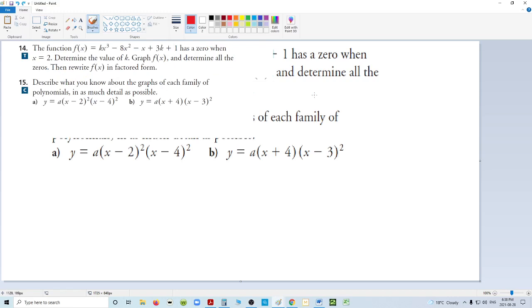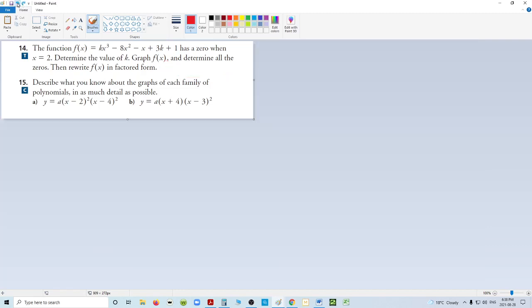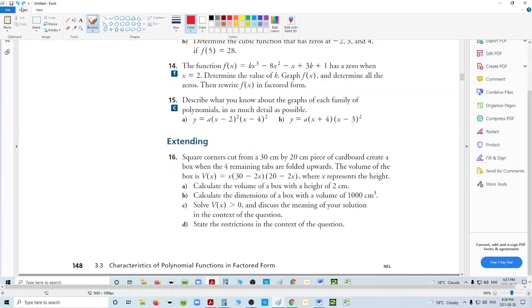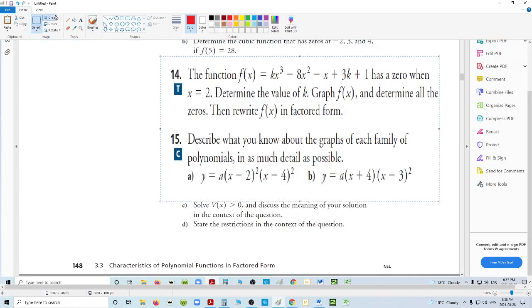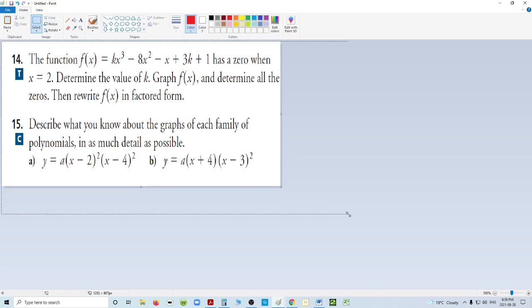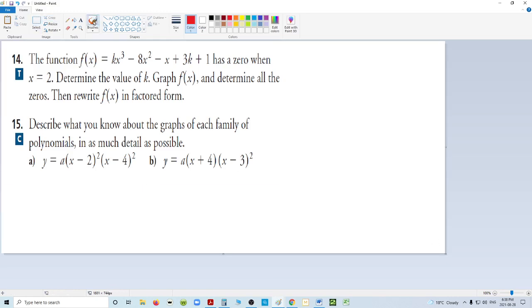Now they also tell us something else. So all they're doing is adding an extra missing bit of information. They tell us it has a 0 when this occurs. We know it's a cubic. Determine the value of k. Then rewrite. So that tells us that one of the factors is x minus 2. That's all it tells us.